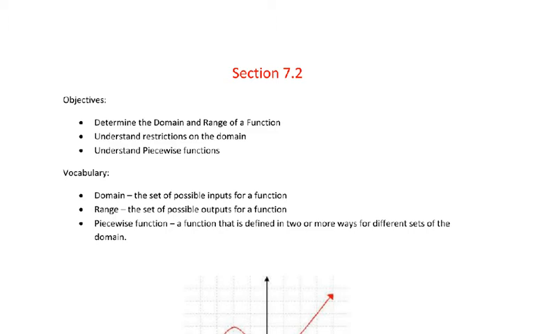So remember that a domain is the set of possible inputs for a function, and the range is the set of possible outputs for a function. And a piecewise function, we need a definition for that. It's a function that's defined in two or more ways for different sets of the domain. So we'll have a piece of the domain where the function rule is one way, and then another piece of the domain which has a different function rule. Most of them have two, maybe three, but theoretically, you could have 500 different ones in a piecewise function. You won't see that. You'll see 2 or 3. Okay?